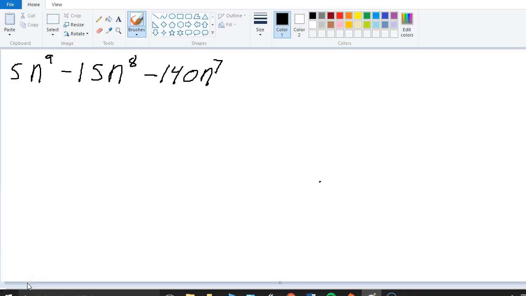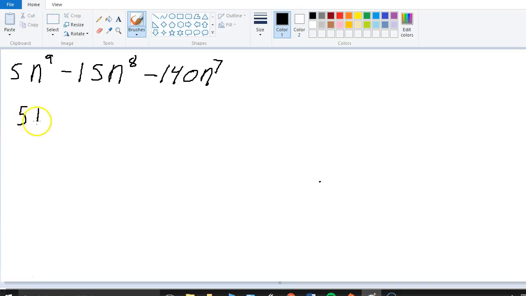Now let's look at this. Let's look at what each one has in common. First, I notice they all have an n in them. So what if we just take that, how much can we take out of each one? We can take one n, or n squared maybe, or n cubed. Actually, out of each one, we can take an n to the 7th out of each one.